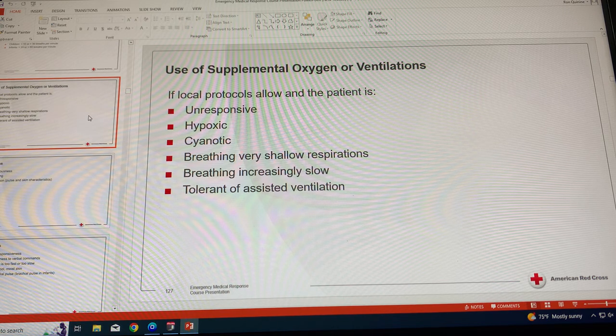Breathing very shallow respirations. The patient is likely not receiving an adequate supply of oxygen. Breathing increasingly slow. Oxygen intake will be dropped and the patient is likely not receiving an adequate supply of oxygen. Tolerant of assisted ventilation. For those who are not tolerant of assisted ventilation, you can use a blow-by technique.